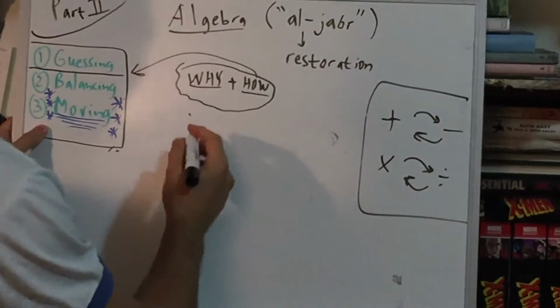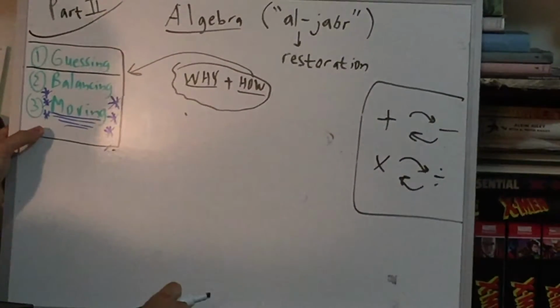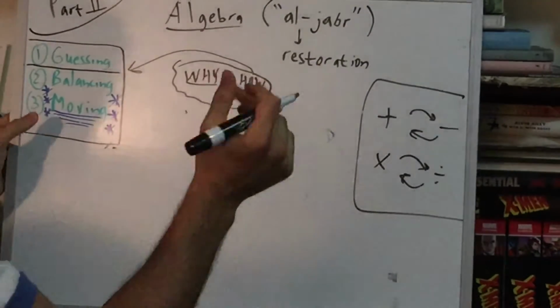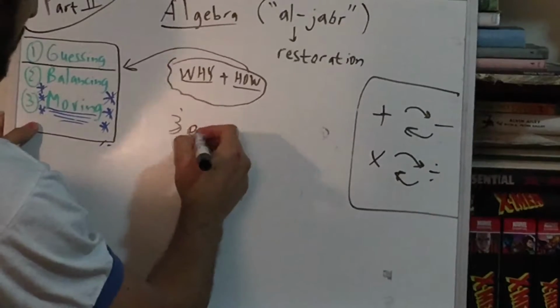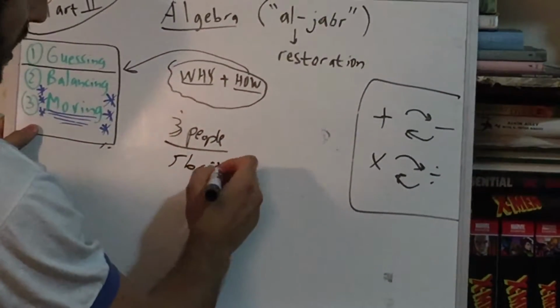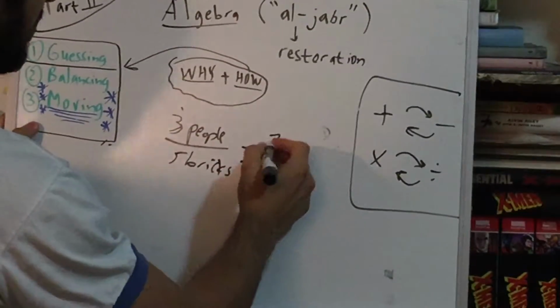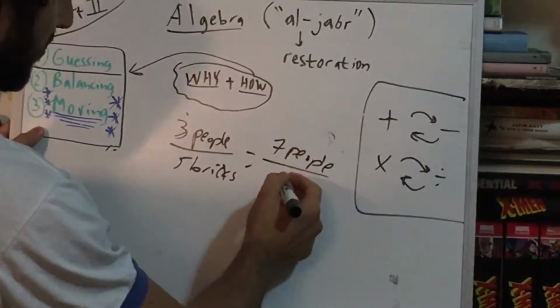So let's say 3 people can build 5 bricks. So I'll say 3, I'm going to set up a proportion. 3 people is to 5 bricks, whatever that means, as 7 people is to how many bricks?